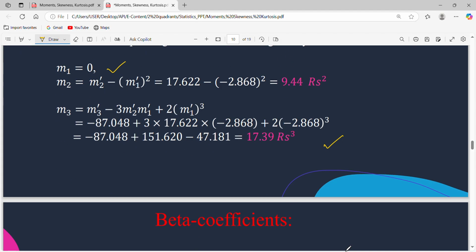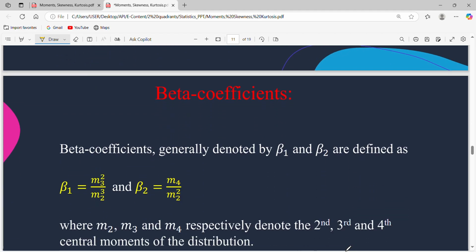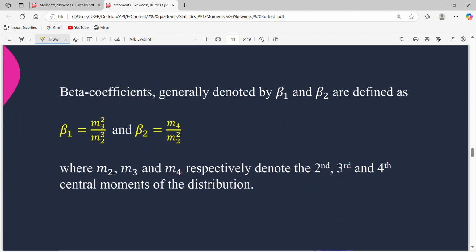Next is beta coefficient. Beta coefficient is generally denoted by beta 1, beta 2, which are defined as beta 1 equal to m3 square divided by m2 cube, and beta 2 equal to m4 divided by m2 square. So what is the meaning of m3? M3 means third central moment, M2 means second central moment, M4 means fourth central moment. Okay, so these are the formulas of beta 1, beta 2.